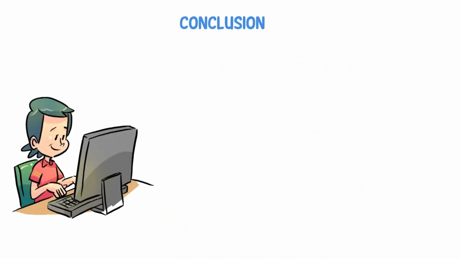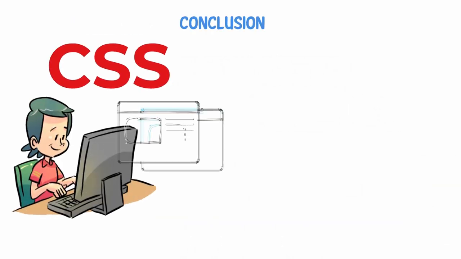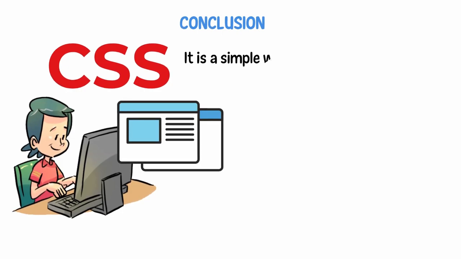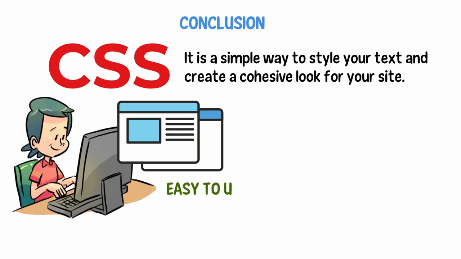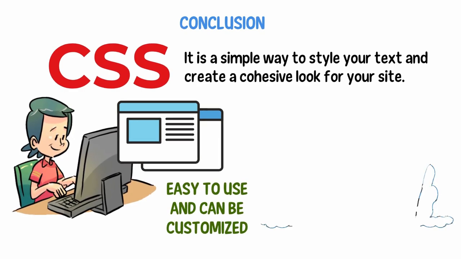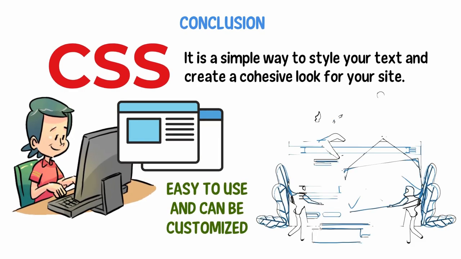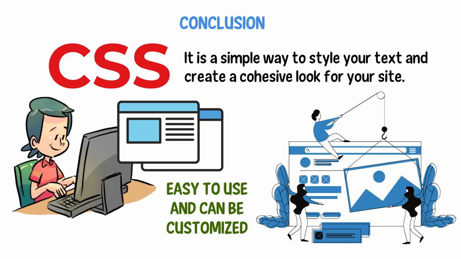In conclusion, using CSS can help to improve the readability and appearance of your website. It is a simple way to style your text and create a cohesive look for your site. If you are not familiar with CSS, plenty of resources are available to help you get started. So why not give it a try? They are easy to use and can be customized to fit your needs. If you want to create a beautiful and user-friendly website, I recommend using cascading style sheets.